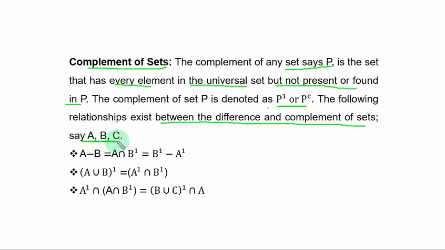Say A, B, C. 1. The difference between A and B is equal to A intersection B complement, and it is equal to the difference between B complement and A complement. 2. The complement of A union B is equal to the intersection of A complement and B complement. 3. A complement intersection (A intersection B complement) is equal to (B union C) complement intersection A.